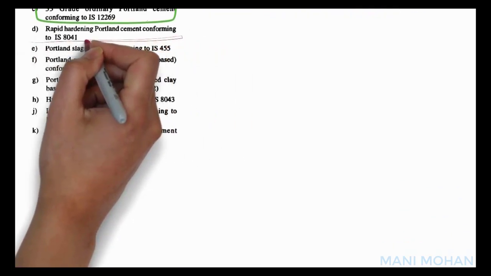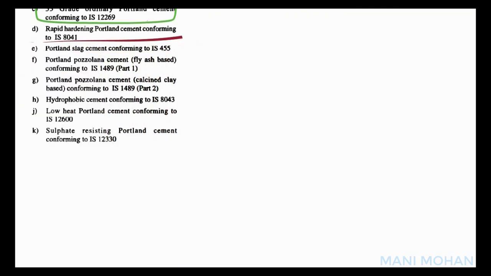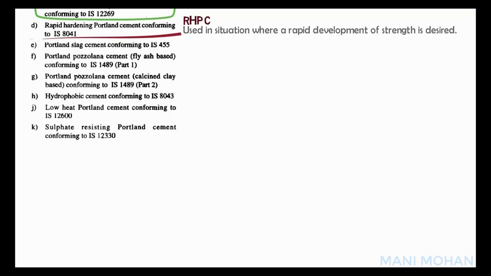Next is rapid hardening Portland cement conforming to IS 8041, RHPC. It is similar to ordinary Portland cement except that it has more C3S and less C2S, and it is ground more finely. It is used in situations where a rapid development of strength is desired.